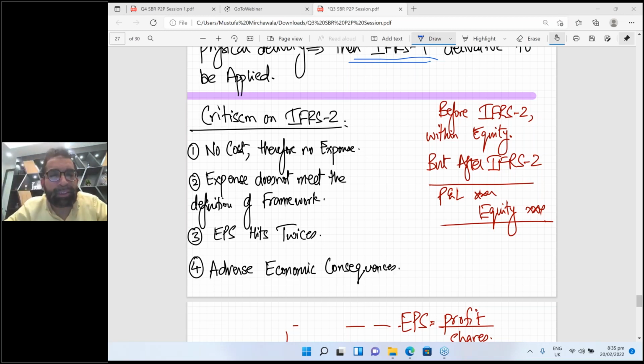Before IFRS 2 was launched, these companies used to give shares to their employees against services. They used to treat this transaction like a bonus issue. Have you ever studied bonus issue in life, when you were babies? When you were an F3 or FA student, A levels student, high school student, you studied bonus issue. And you know, bonus issue is always within equity. The entry of a bonus issue is within equity, no expense.